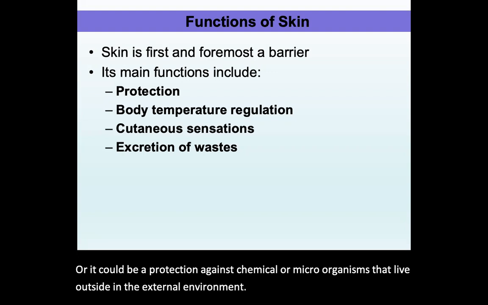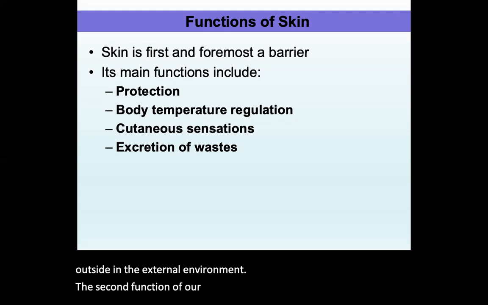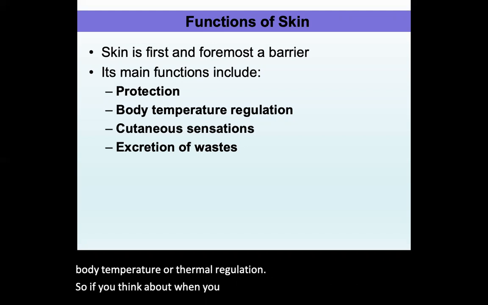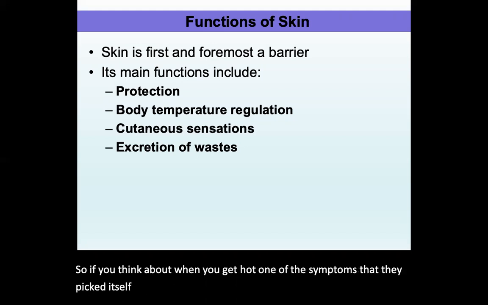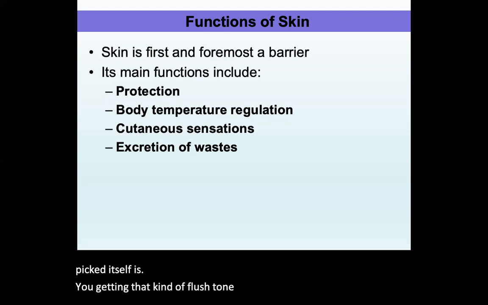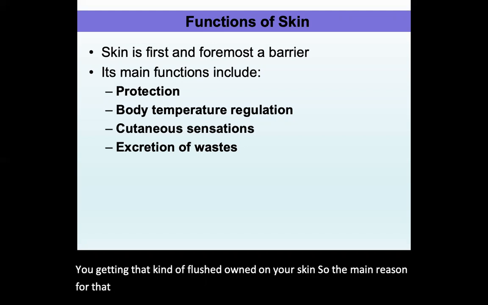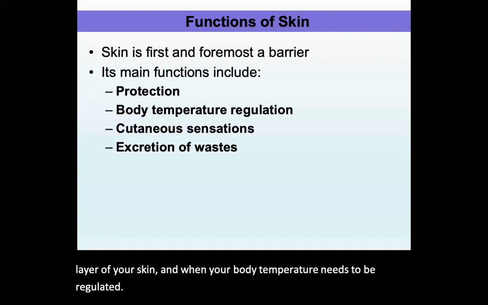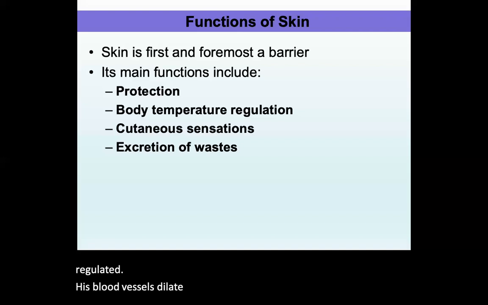The second function of our integumentary system is maintaining your body temperature, or thermoregulation. So if you think about when you get hot, one of the symptoms is that flushed tone on your skin. The main reason for that is that you have a lot of blood vessels within the dermal layer of your skin, and when your body temperature needs to be regulated, these blood vessels dilate and allow a significant amount of heat to be radiated away from your skin.